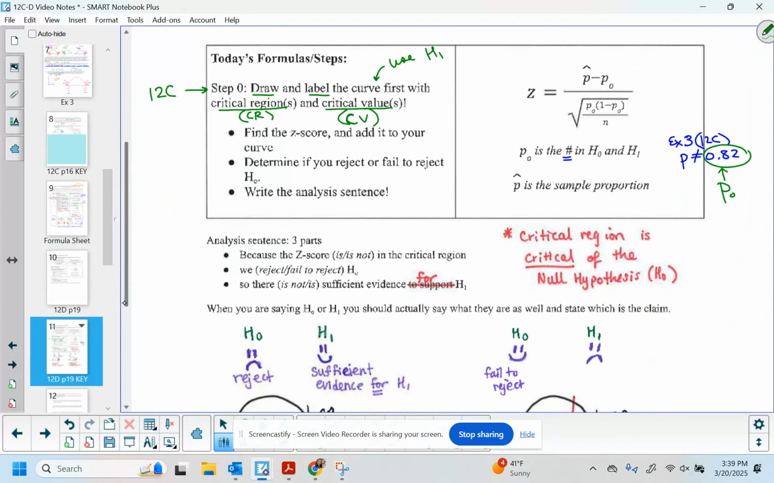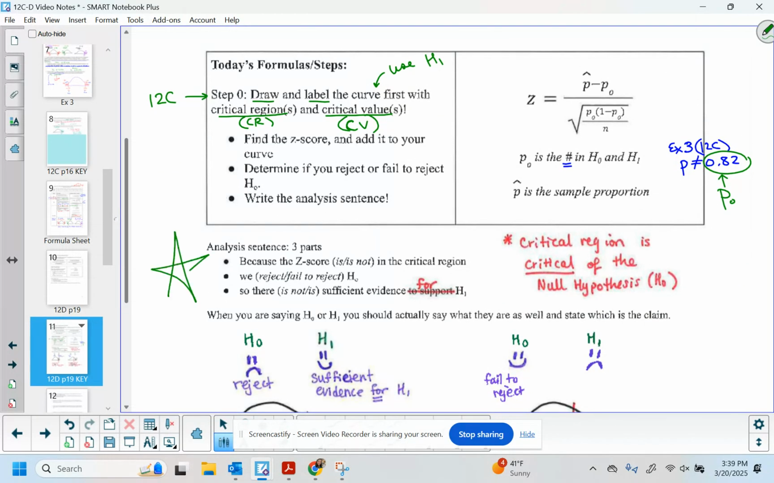All right. So here's what you're going to do for your analysis sentence. This is important. This is the big stuff that you need to make sure you know how to do. Because the z-score, then you're going to choose one of these. Either is or is not in the critical region. That's why we have to draw a picture first and label where that is. Then we will either reject or fail to reject our null. So there is or is not sufficient evidence for the alternate. Okay, so the critical region is the part where we're critical of the null hypothesis.